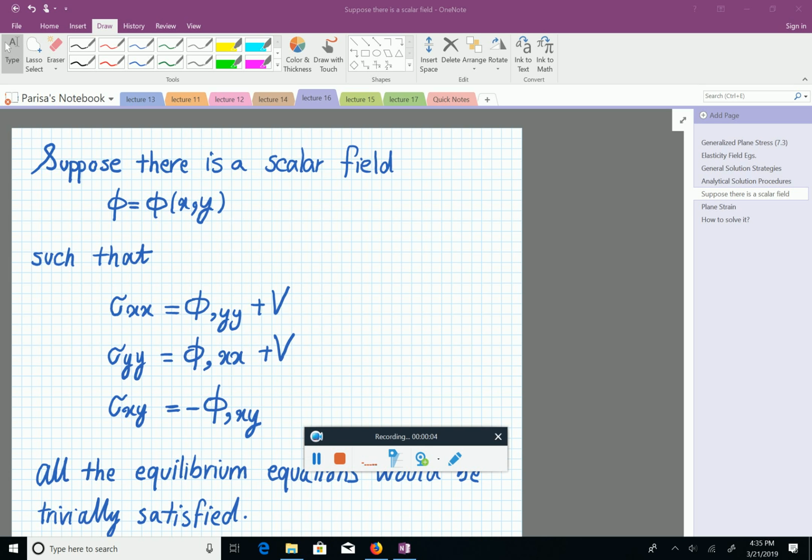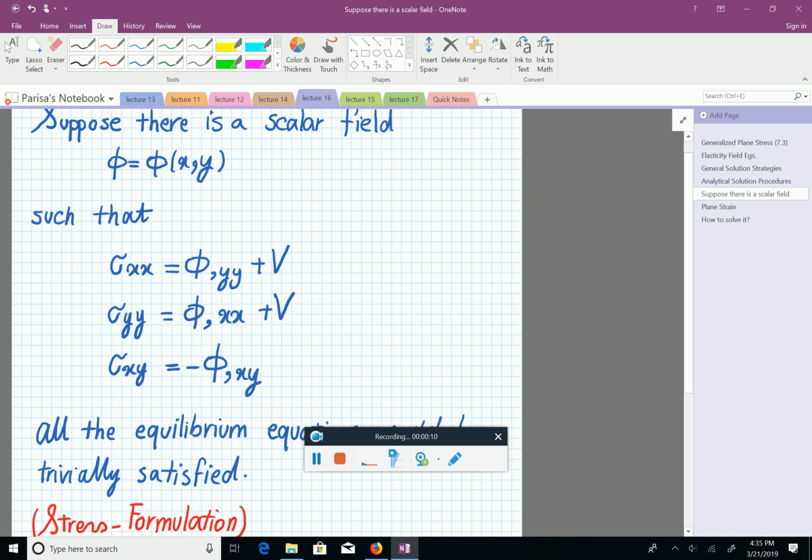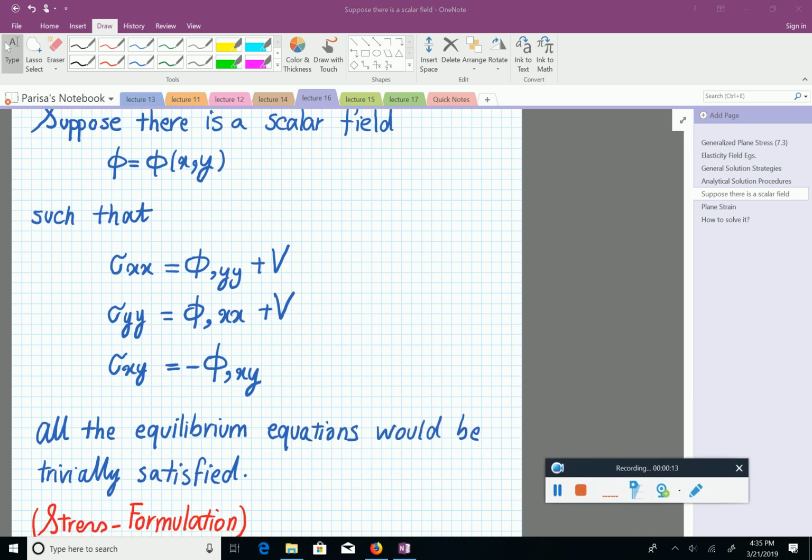So let's remember last time where we stopped. We stopped where I introduced this mysterious function, the Airy stress function, which doesn't have much of a physical meaning. If the stresses have the relationships that you see on the board with this function, so basically they are second derivatives of this function, they automatically satisfy the equilibrium equations. So you don't even have to check.